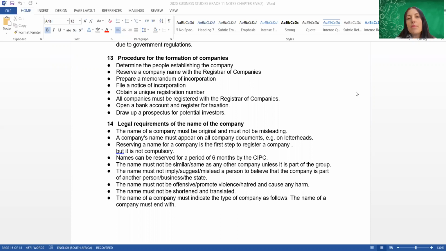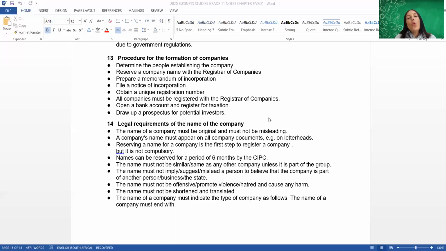Obviously, all companies must be registered with the Registrar of Companies under the CIPC. Then you obviously have to open a bank account and register for tax with SARS, the South African Revenue Service. And then the last step is to draw up a prospectus for potential investors. You can perhaps just add here in brackets that this last one would apply more for your public company. It's not necessary to draw up a prospectus for a private company.